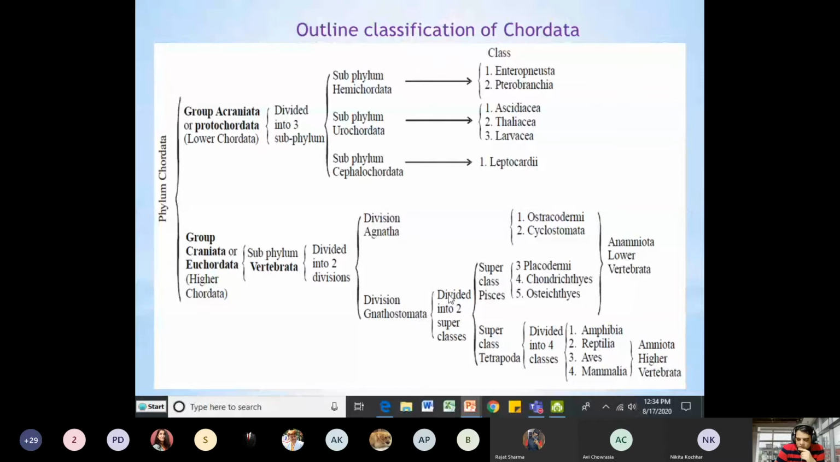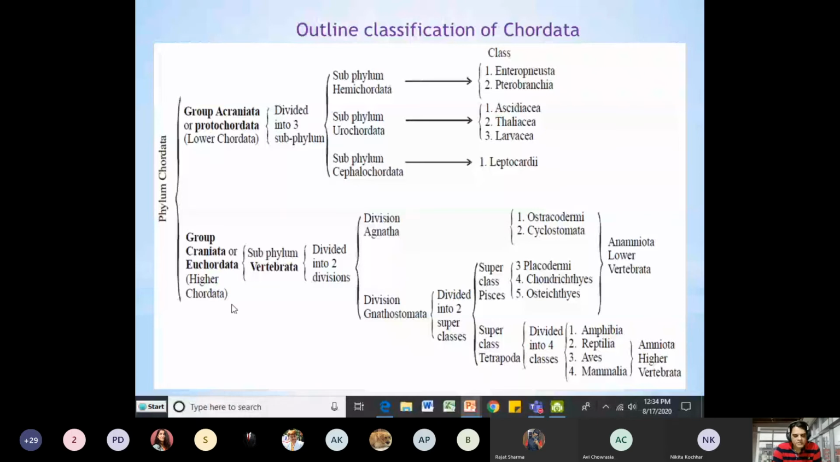So the Young's classification does not speak about these two superphylums, Pisces and Tetrapoda. It remains silent on these two words. Rather, it says that the Vertebrata has Agnatha and then Gnathostomata, which have Placodermi, Chondrichthyes, Osteichthyes, and then Amphibia, Reptilia, Aves, and Mammalia classes. Right, so this is how we classify the chordates.